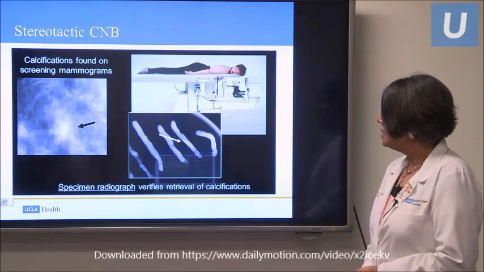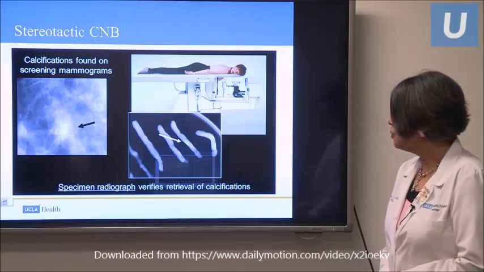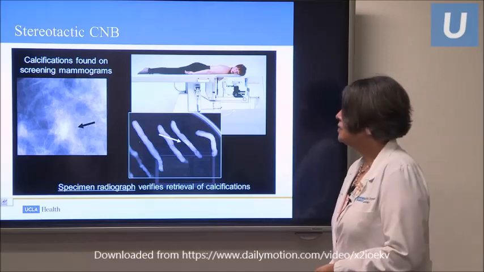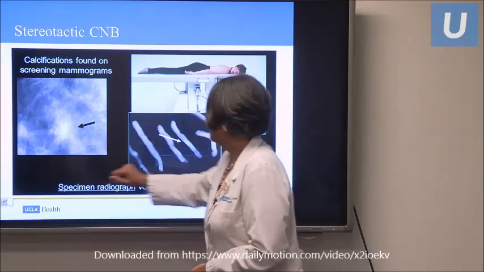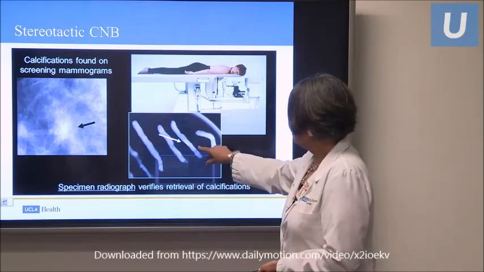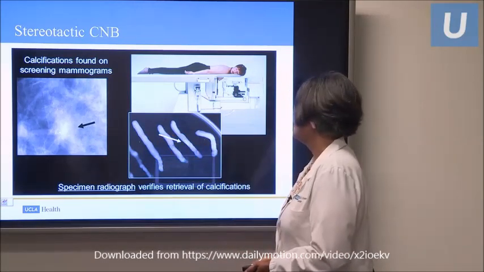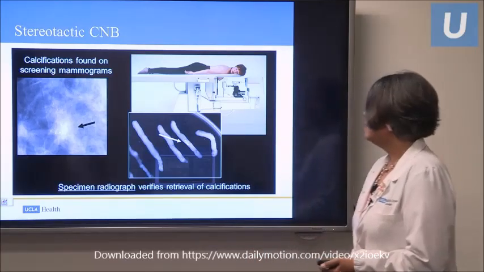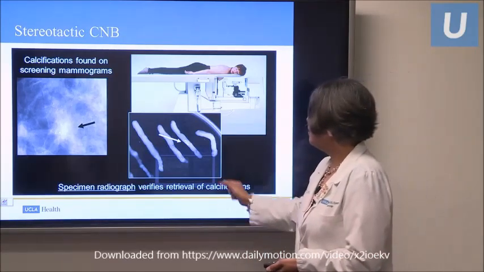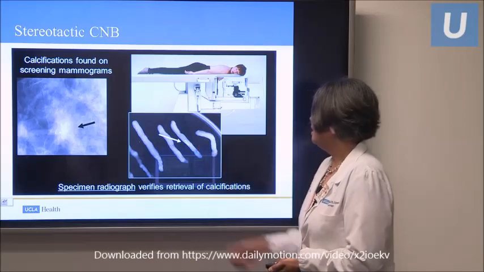And what we see in this particular case, the arrow is pointing to, on the far screen, calcifications that were found on the screening mammogram. And we can see here that once we've taken the tissue, it gets into a chamber of one of those needles that we showed you, and the specimen radiograph clearly shows that we obtained the calcifications.